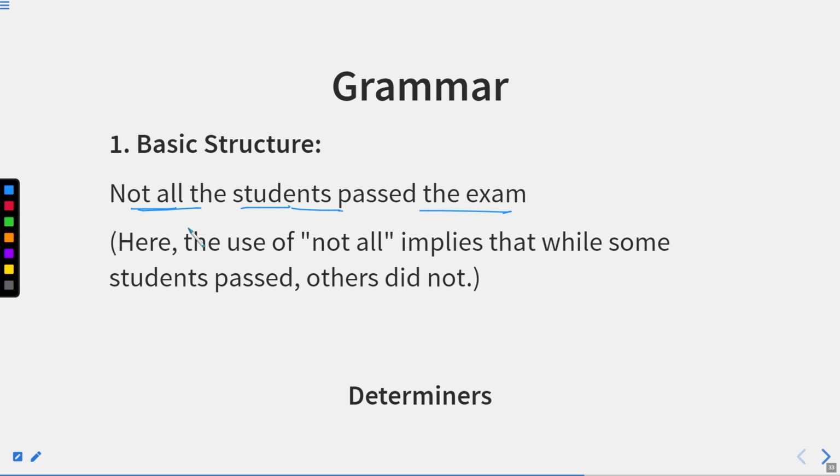But if I say all the students have not passed the exam, this will change the meaning. I mean to say that all the students failed. Not even a single student had cleared the exam. So if I add this word not before all or after all, that will definitely change the meaning of the sentence. Here, the use of not all implies that while some students passed, others did not. It means maybe there are 10 students, maybe 6 passed and 4 failed.